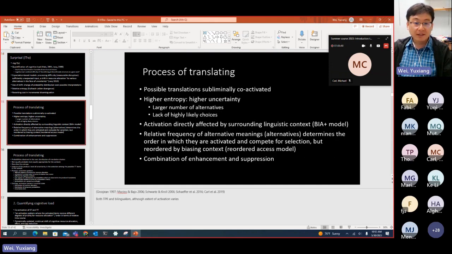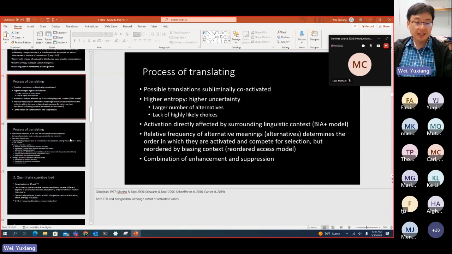In the process of translation, as I've just explained, we hypothesized that all the possible translations would be subliminally co-activated upon encounter of a particular source text item. And this assumption has been consistent with empirical studies in both bilingualism and translation process research. So we build on that to analyze entropy in the mental state.